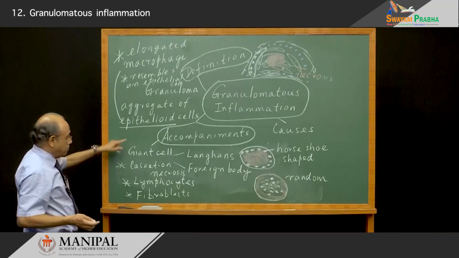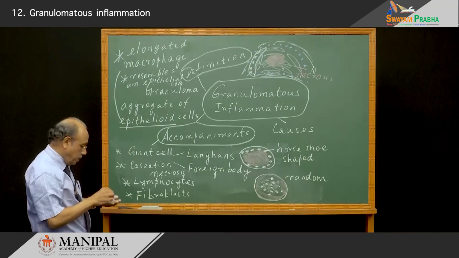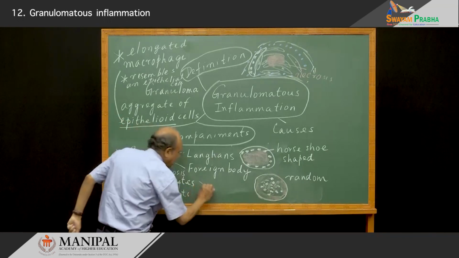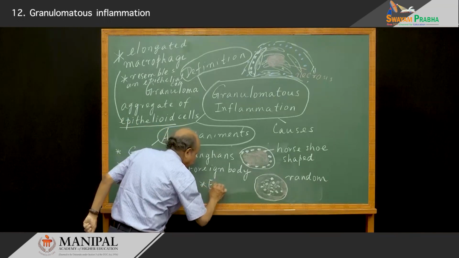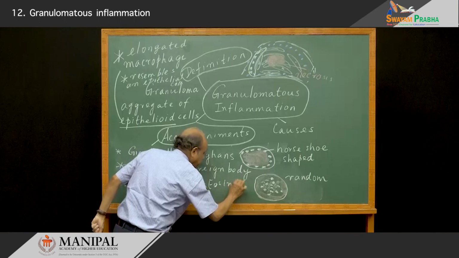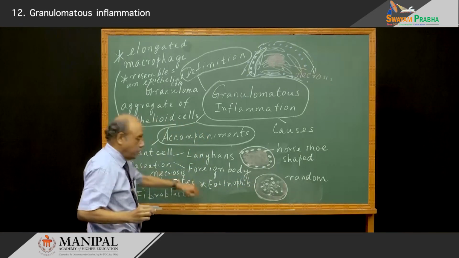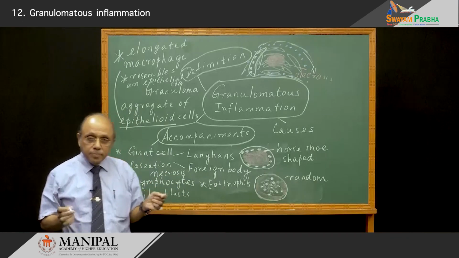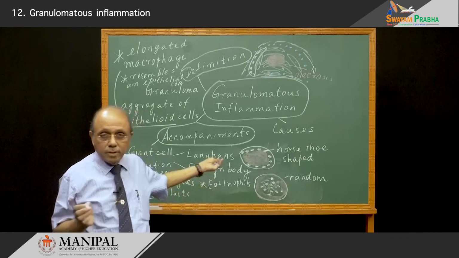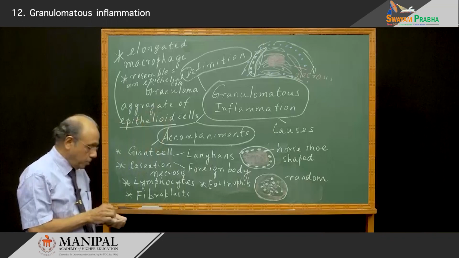We may also note that if in a granuloma you see eosinophils, it is an indication of parasitic infection. So, the presence of eosinophils in a granuloma is an indication of this having a parasitic origin.